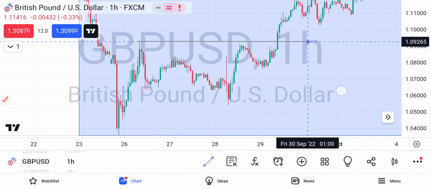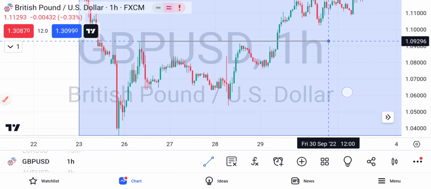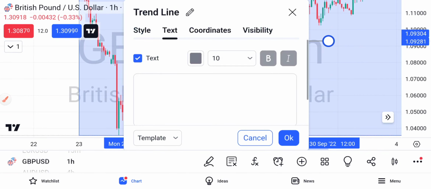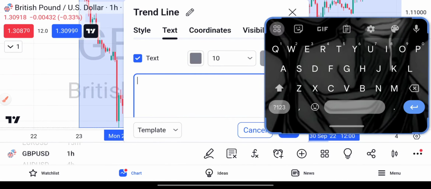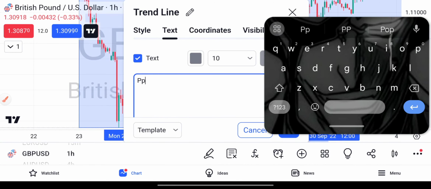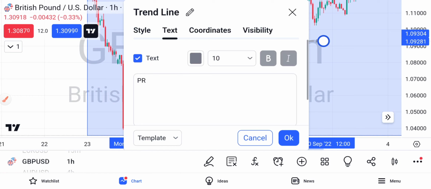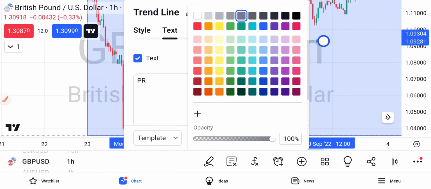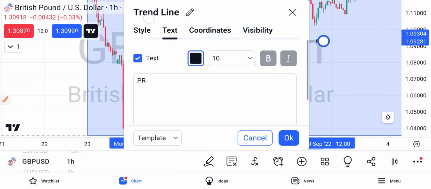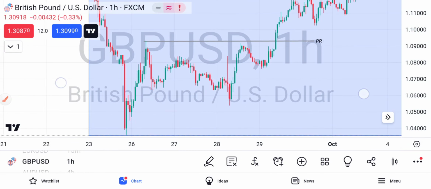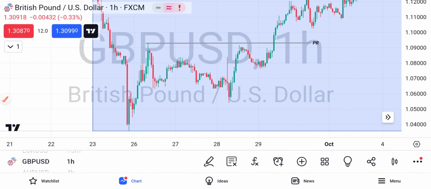So let me draw out the candles. Let me draw out a line to show the high, and write it there now. This is our high price. I'm just going to put a shortcut, PR. That is the high of the price range there. Let me see if I can color it a different color. Maybe a thick black would be nice. Okay, now you can see it clearly, that is our price range.